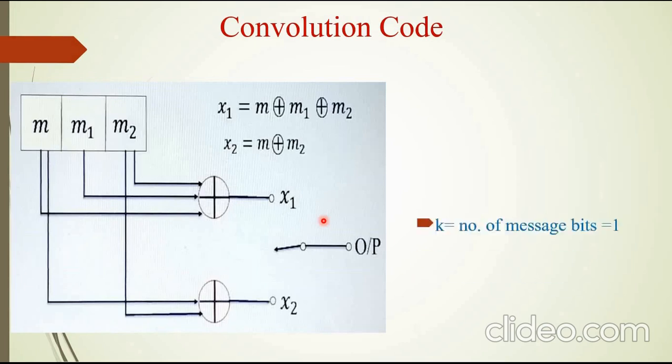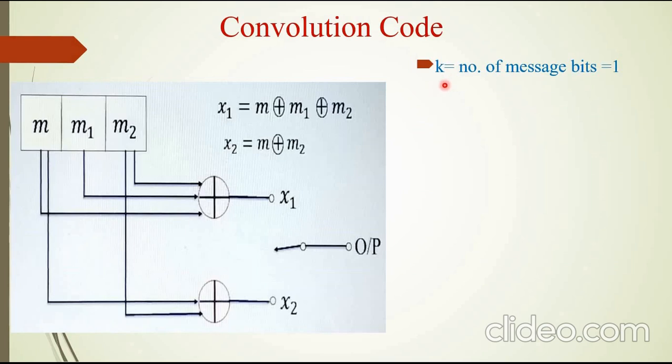Now, when you see the convolution encoder, there is k, which defines the number of message bits. This small k defines the number of message bits. Here one can see there is only one message bit that we are inserting, so k equals 1.